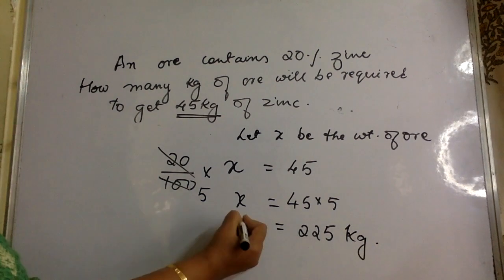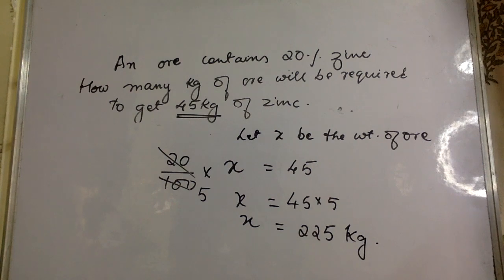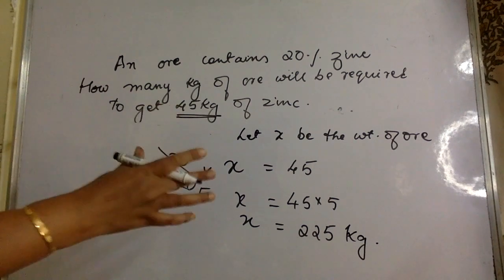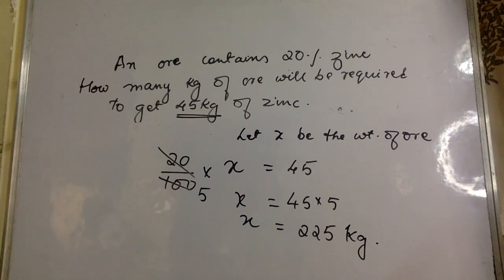So you need to dig up 225 kg of ore so that you can manage to get 45 kg of zinc out of it.